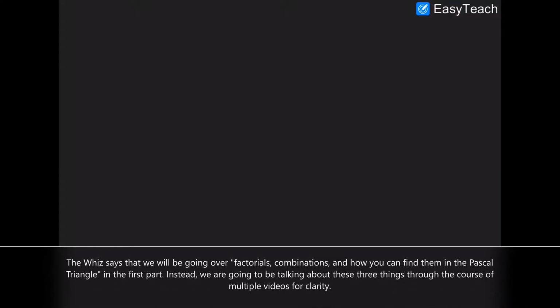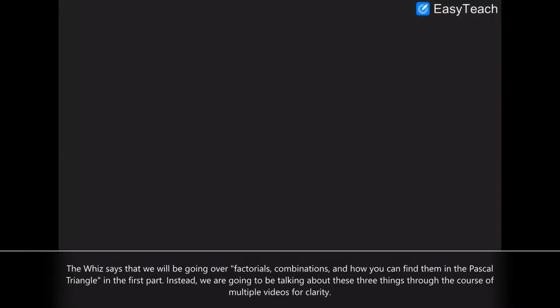Hi, and welcome back. Last time we talked about the squares trick with the diagonal and squaring the number in the diagonal and the addition of the two numbers next to it. Today we're going to be talking about factorials, combinations, and how you can find them in the Pascal Triangle.